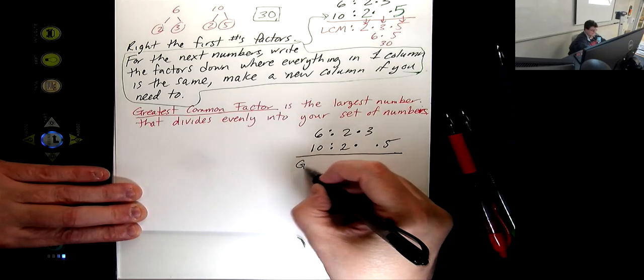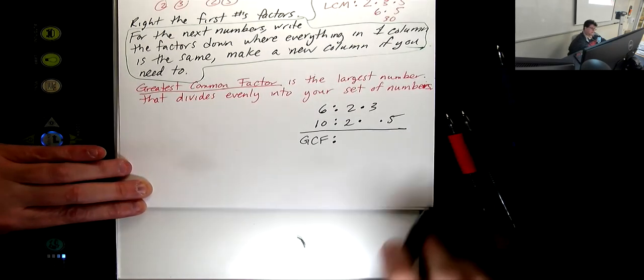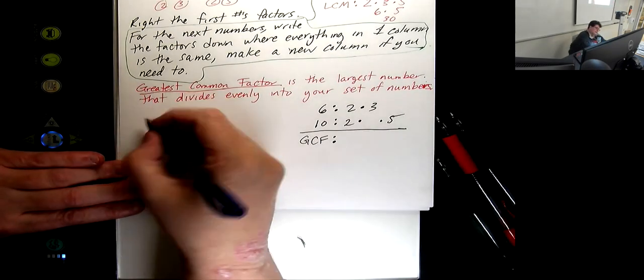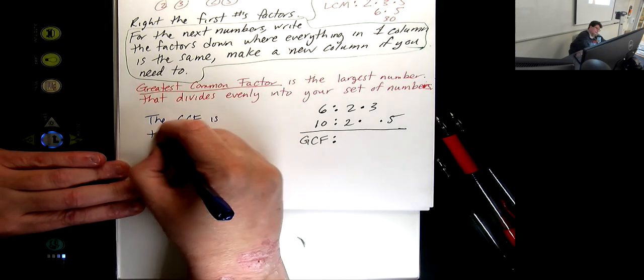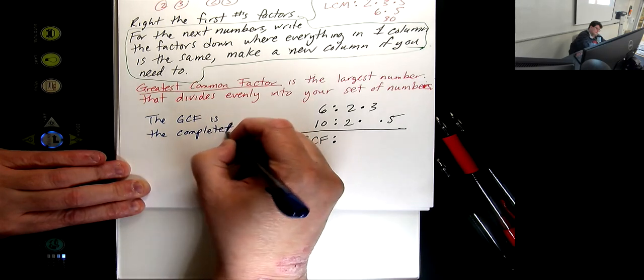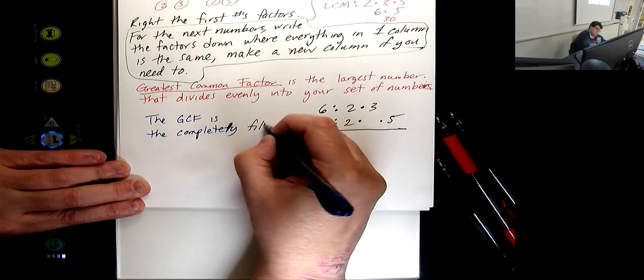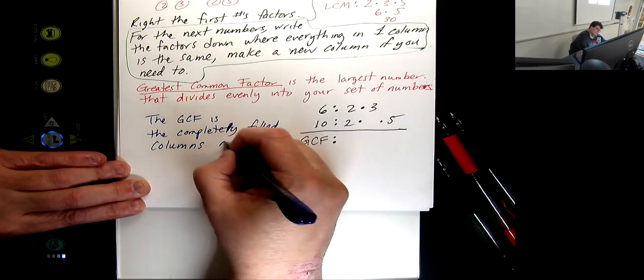We write all the factors. The GCF is the completely filled columns multiplied together.